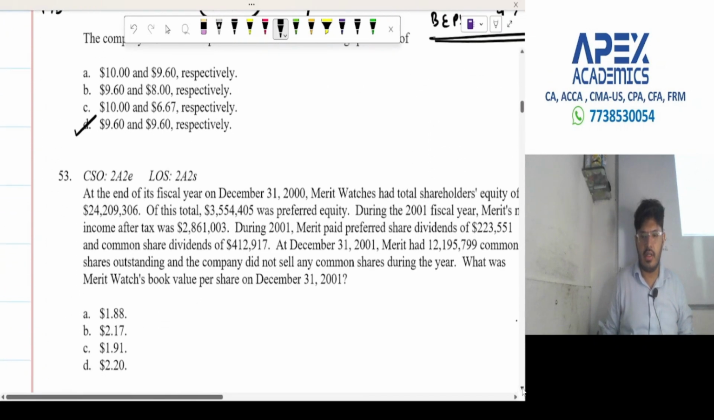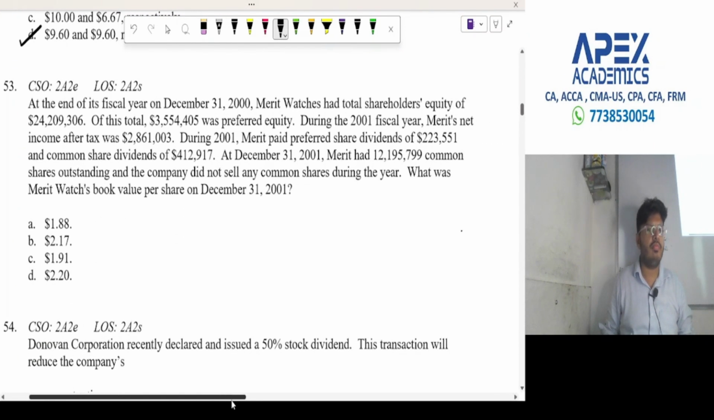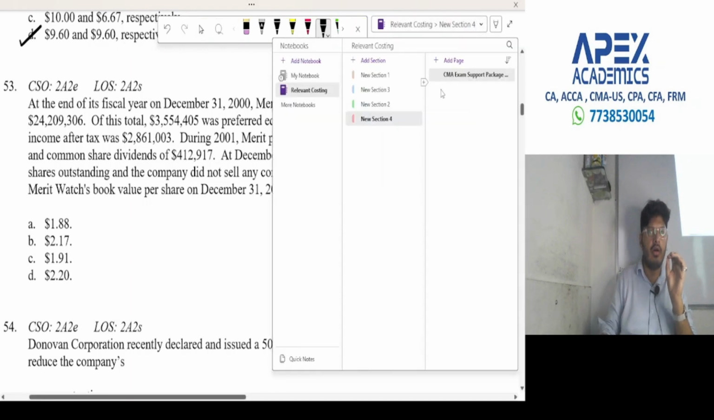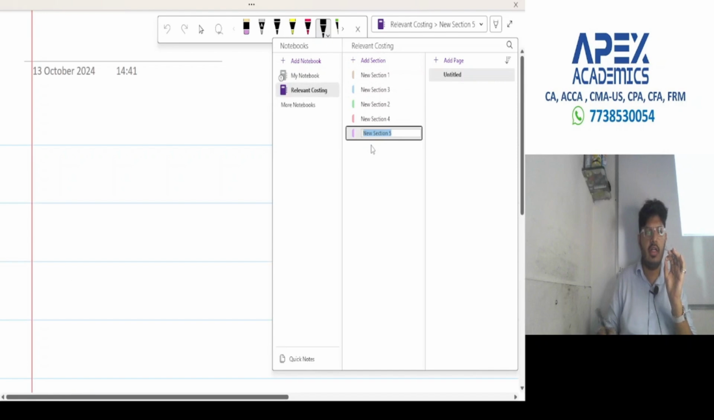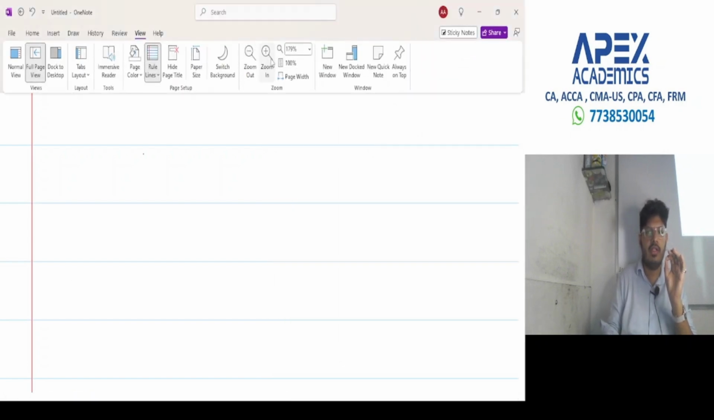Next question, rather interesting and a good question. They are asking us something known as book value per share. What is the meaning of book value per share? My dear friends, book value per share is equal to total equity divided by the number of equity shares. So let us quickly take a cursory understanding of what I'm trying to say by this particular section.